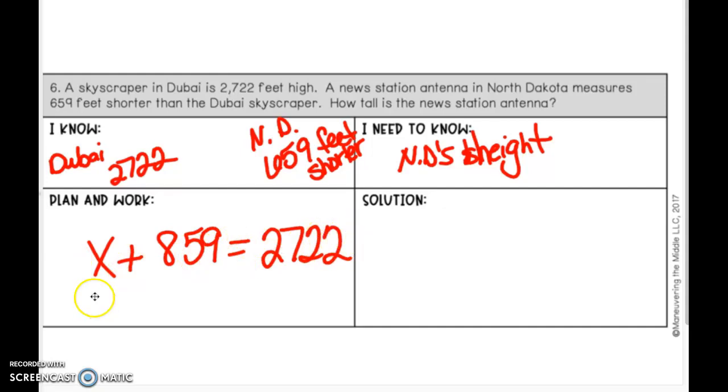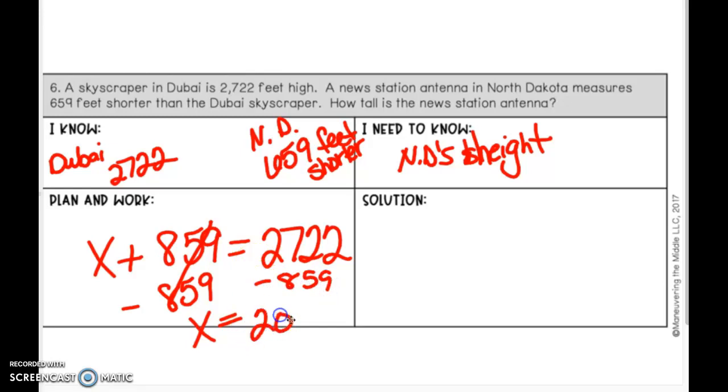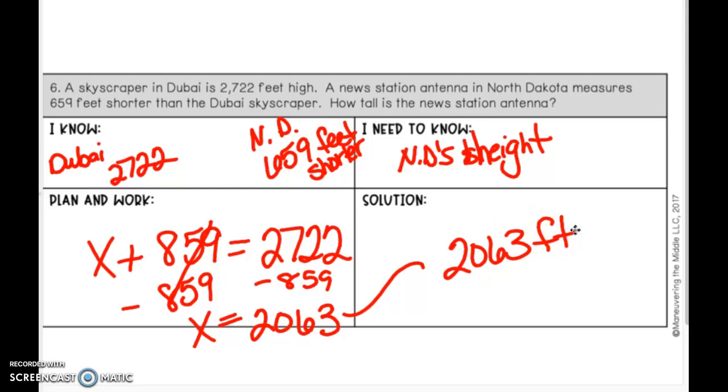So here we go. Let's put in here, we're going to subtract 659 from each side because we want the x isolated. We want it all by itself. And then we're going to minus 659 from this side as well, and we get 2,063. So North Dakota, and I think we are making, let me make sure, yep, feet. This is North Dakota's station, is 2,063 feet tall.